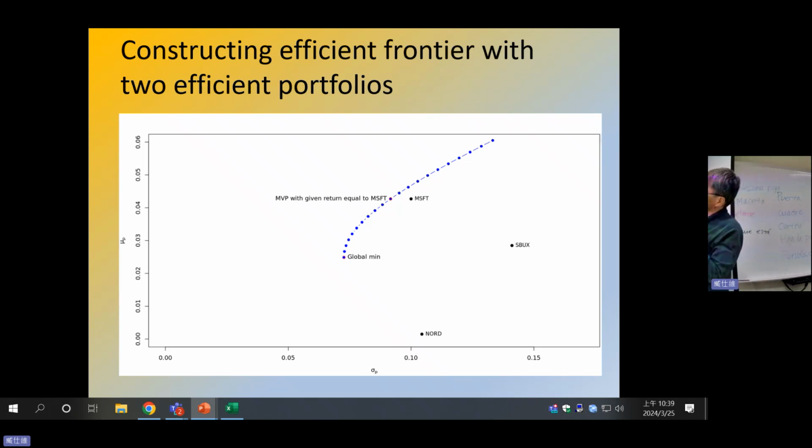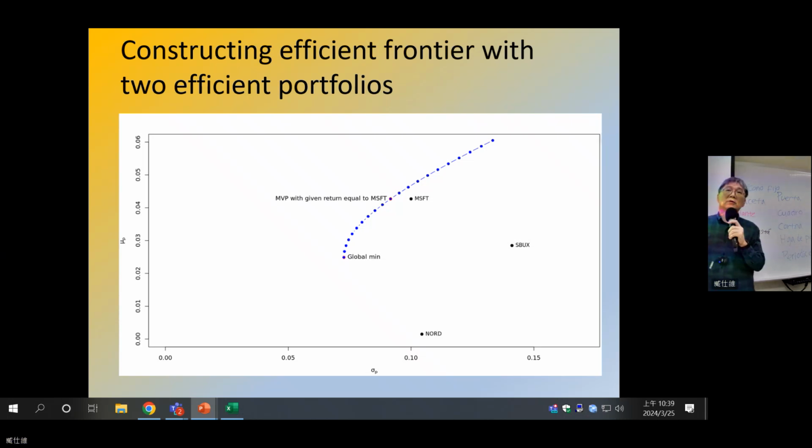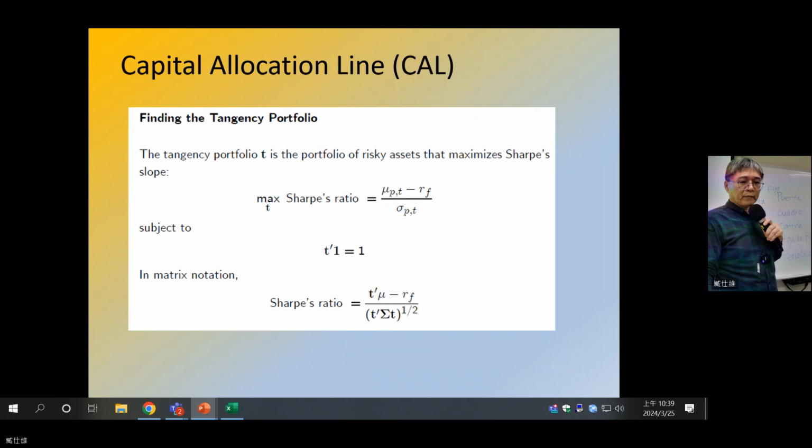Okay, so the title is to construct the efficient frontier with 2 efficient portfolios. So now in this case we use GMVP and MVP with given return equal to MSFT. So you can construct this efficient frontier based on these two portfolios.